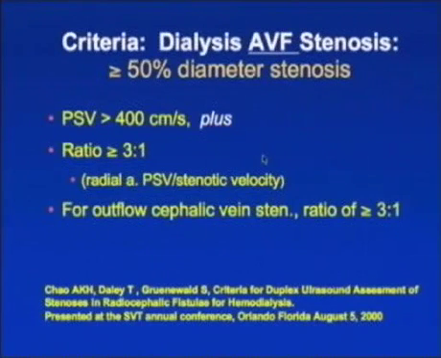As far as the fistulas go, a 50% stenosis usually results in peak systolic velocities exceeding 300 centimeters per second plus a 3-to-1 ratio. That is the velocity within the feeding artery, in this case the radial artery, compared to the stenotic region within the fistula. Also, there are some values that have been demonstrated for outflow cephalic vein stenosis. If there is a 3-to-1 ratio within the vein, that suggests a 50% stenosis as well.